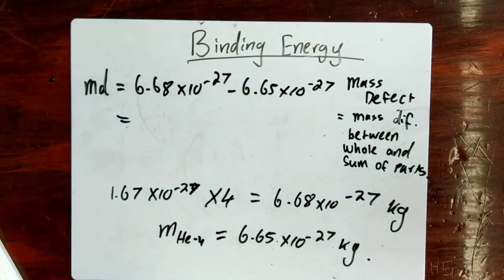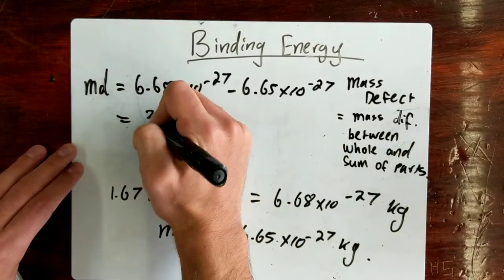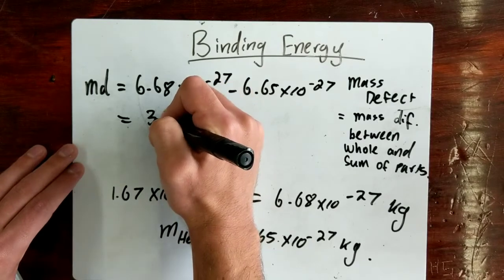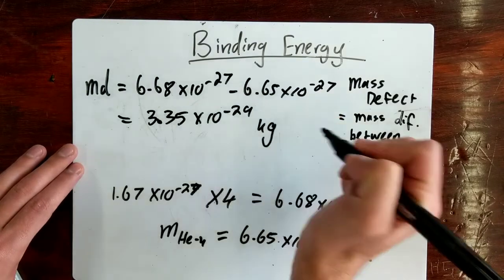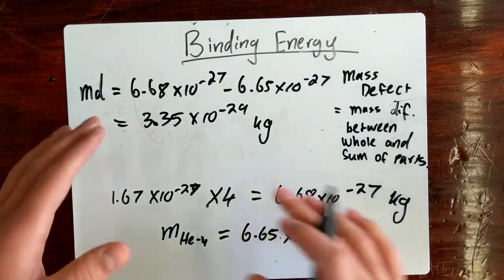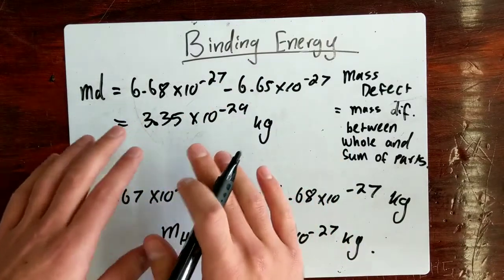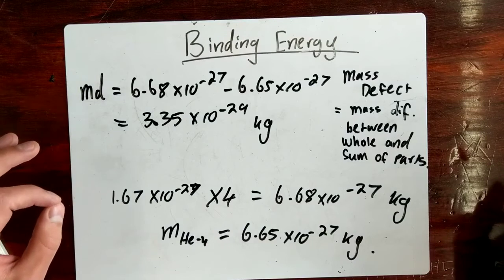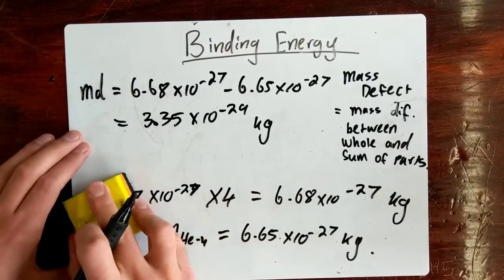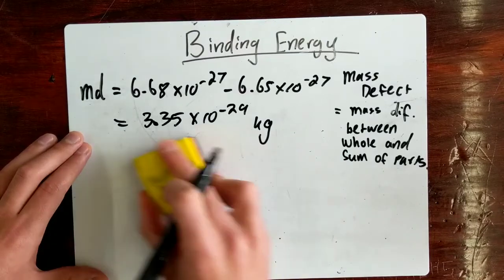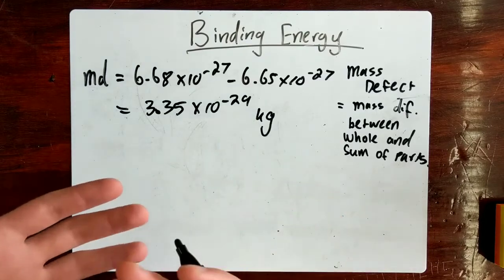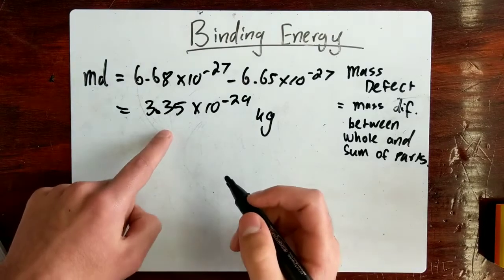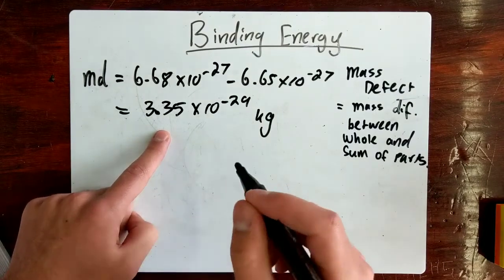And we would get that the mass defect is equal to 3.35 times 10 to the negative 29 kilograms. That's what we should calculate, roughly that, depending on how early you did your rounding and whatever, but it should be roughly 3.35 times 10 to the negative 29 kilograms. So if we've lost that mass, when we stick the nucleons together to form a helium nucleus, that's the amount of mass that we lose. Where does that mass go? That mass turns into energy.